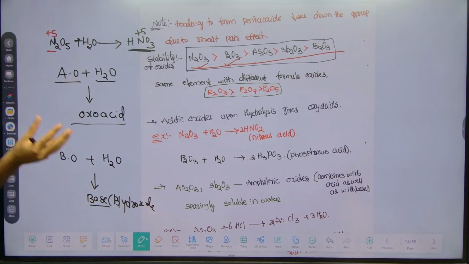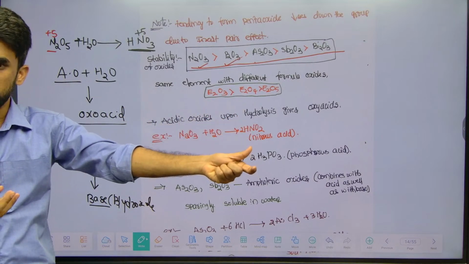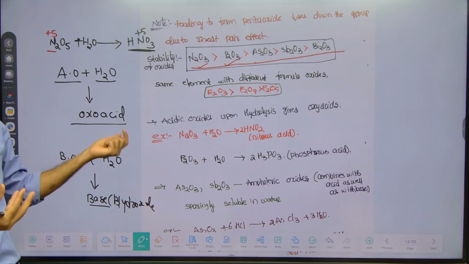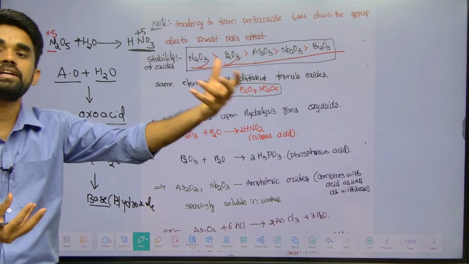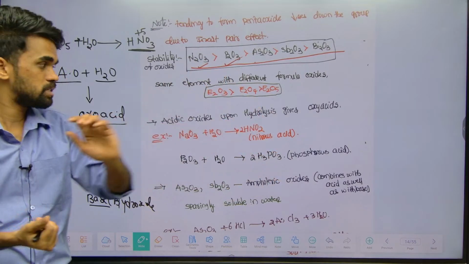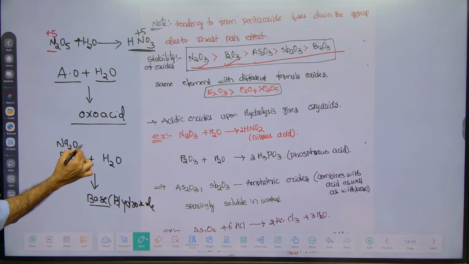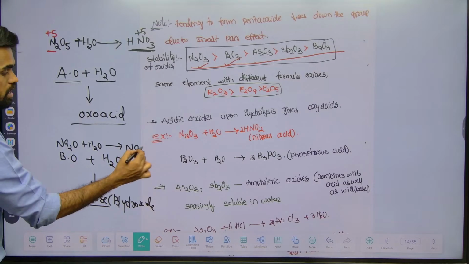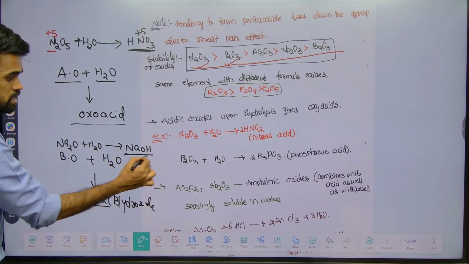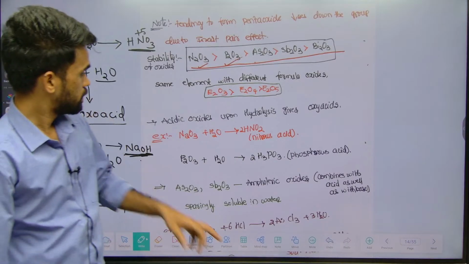So now tell me, acidic oxides upon hydrolysis give you acids, or simply you should say oxoacid. Next one, basic oxides upon hydrolysis give you hydroxides. Those are nothing but bases. Okay, so you can take any basic oxide like Na2O. If you hydrolyze, what you are going to get? NaOH, like this now. NaOH is a hydroxide, base only, like that. Okay.